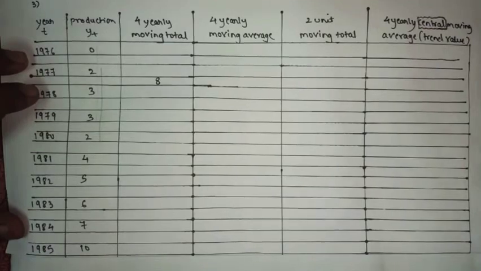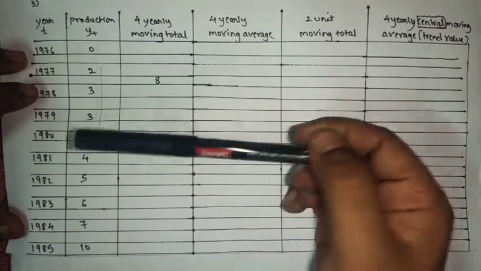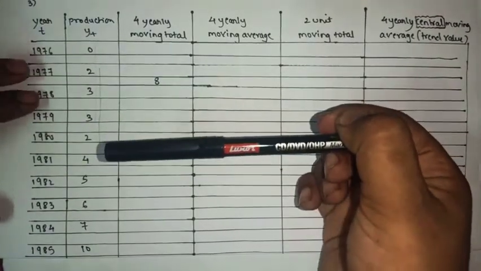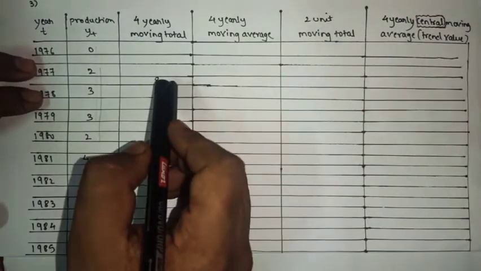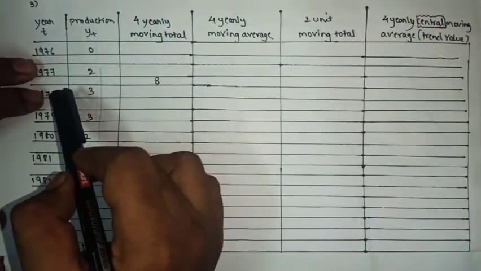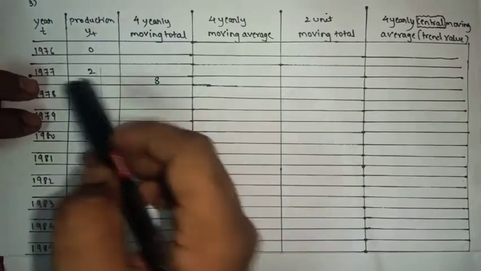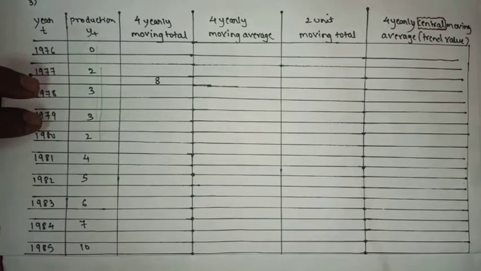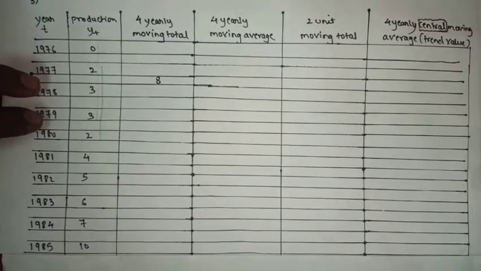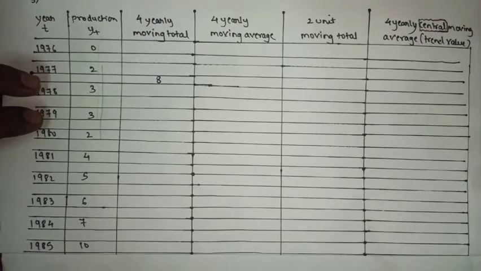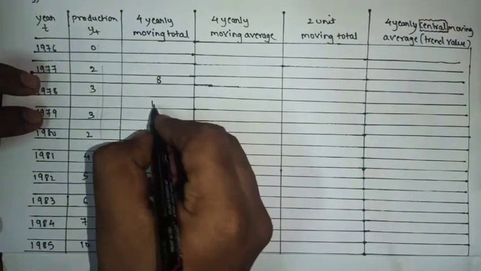So add the numbers, we'll see what you will get. 6, 7, 8, 9, 10. So now that's 10. Here, 8 I wrote between 77 and 78. Now 10 I will write between 78 and 79. Understood the concept?